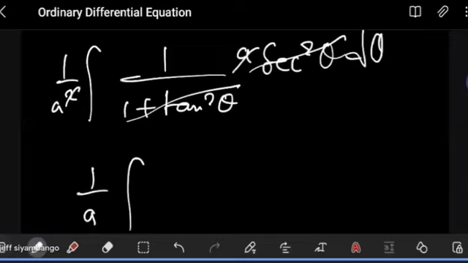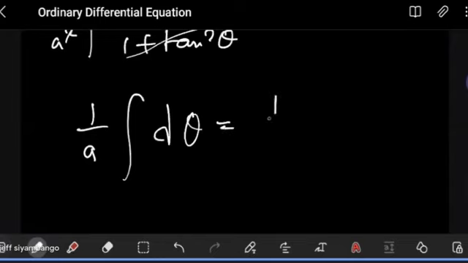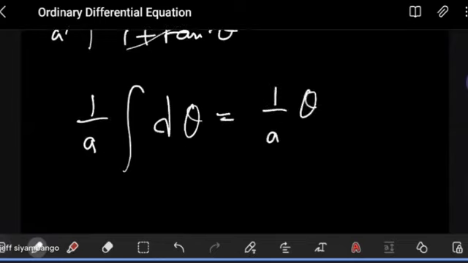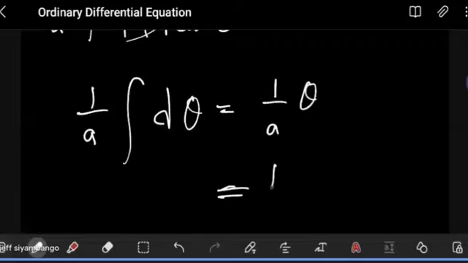And then the integral of d theta. So that in the end, this becomes 1 over A, and then the integral of d theta there is just going to be theta. Remember that this gave us 1 over A.